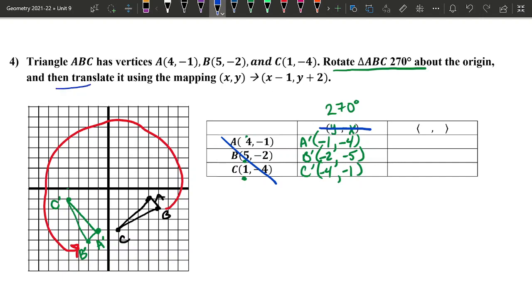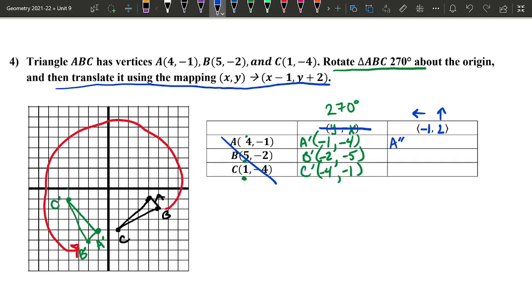So it says, then translate it using the mapping given there. So I'm going to write that as a vector. It's easier to use it in a table as a vector. -1, +2. So the vector -1, 2. So I'm going to subtract 1 from all of the x's, and I'm going to add 2 to all of the y's. And that should make each point move to the left 1 space and up 2 spaces.